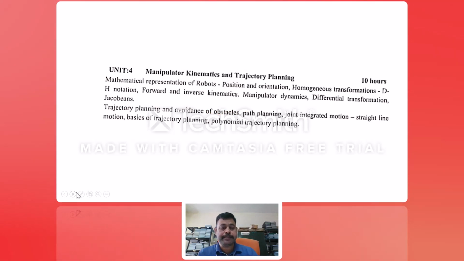The syllabus for this particular unit has two major topics: manipulator kinematics and trajectory planning. Manipulator kinematics covers the mathematical representation of position and orientation, homogeneous transformation, DH notation, forward and inverse kinematics, and differential transformation, Jacobian. The trajectory planning topics include trajectory planning, avoidance of obstacle, path planning, joint integrated motion, for example, straight line, and other motions also important.